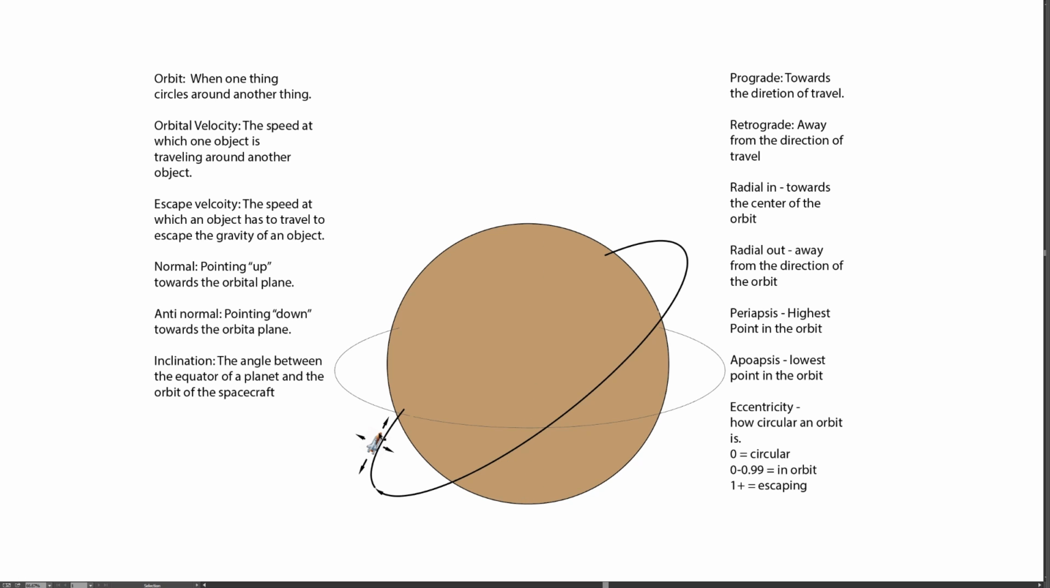Now, because we've entered 3 dimensions, we no longer have just prograde, retrograde, and radial in and radial out, but also normal and anti-normal, where normal is perpendicular to the orbit and anti-normal is exactly opposite.